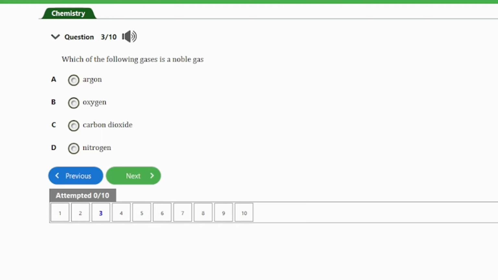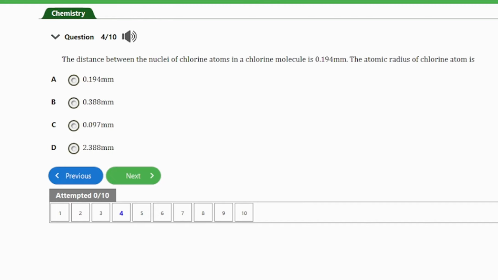Question number 3. It says, which of the following gases is a noble gas? A, argon, B, oxygen, C, carbon dioxide, D, nitrogen. So guys, noble gases are the group 8 elements, and they actually fill up the orbitals in their outermost shell. So the only example of a noble gas here out of the options given to us here is option A, and that's argon. So guys, argon is a noble gas, and that's the answer to this question. So let's go ahead and consider the next question, guys, and that's question number 4.